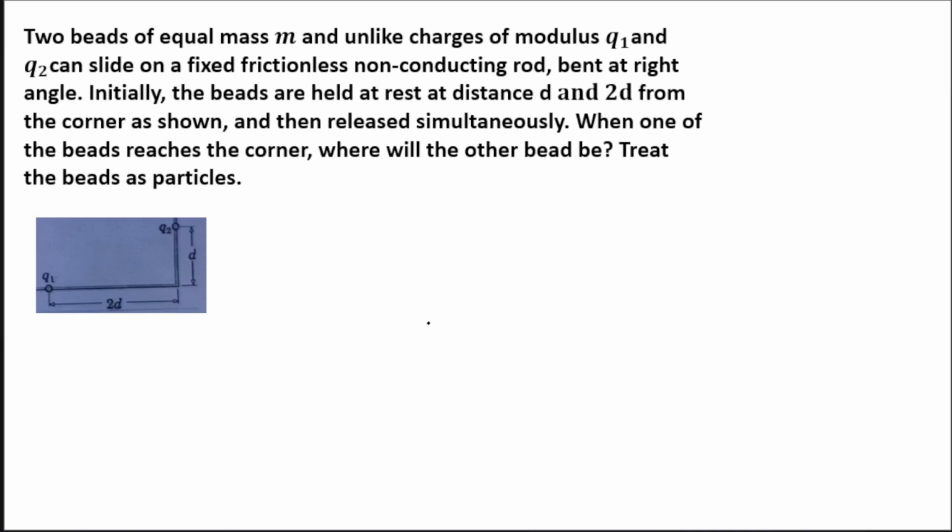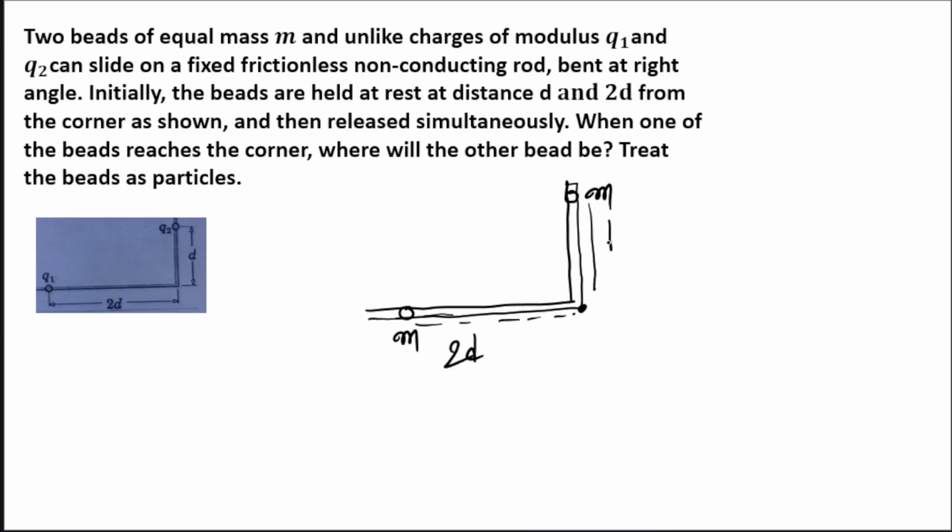So what is said in the question: let's say there are two such structures, at 90 degrees to each other, and there is one bead over here and another bead over here. These two beads have equal masses. This is m and this is also m, and this distance from this corner is d, and the distance of this one from this corner is, how much? No, this is 2d and this is d.